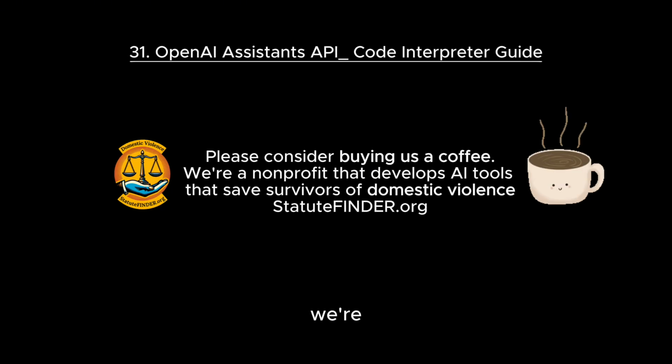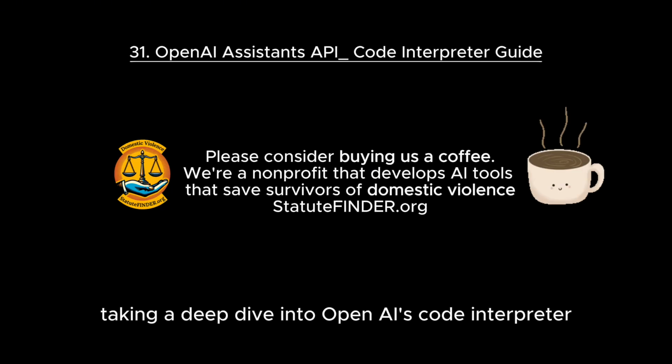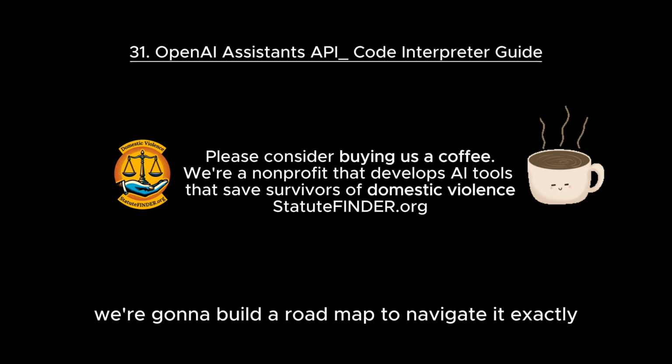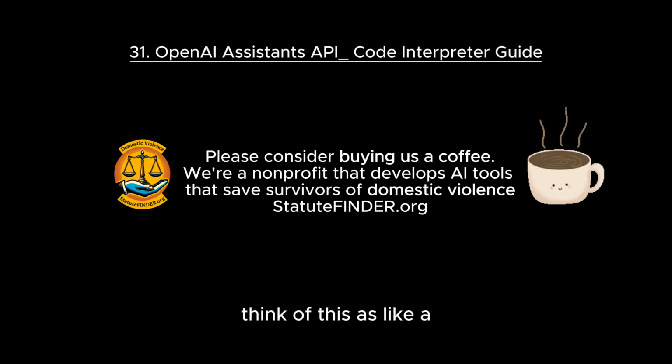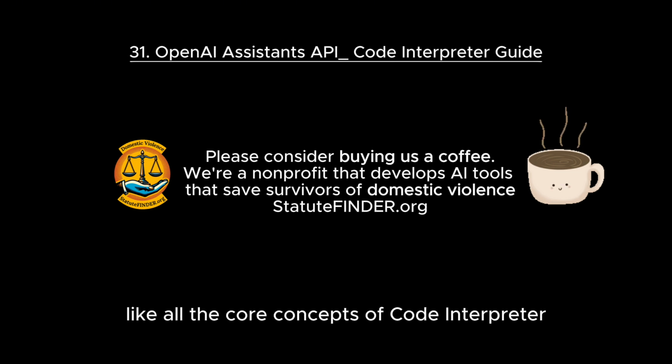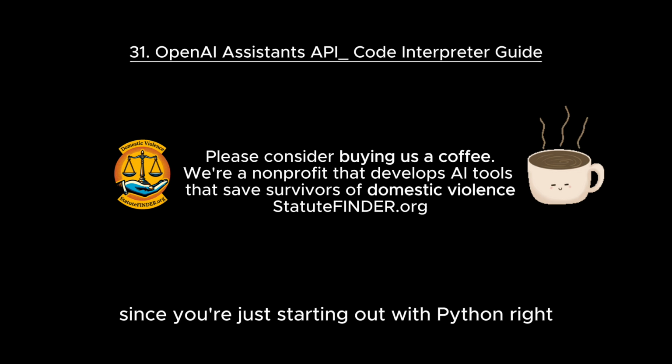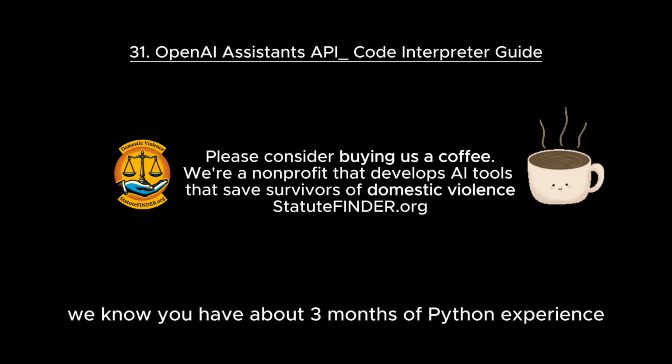All right, so today we're taking a deep dive into OpenAI's code interpreter, but before we even think about opening the official documentation, we're going to build a roadmap to navigate it. Exactly. Think of this as a cheat sheet for understanding all the core concepts of code interpreter before you go into the technical nitty-gritty of the documentation. Especially helpful since you're just starting out with Python. Right, we know you have about 3 months of Python experience.